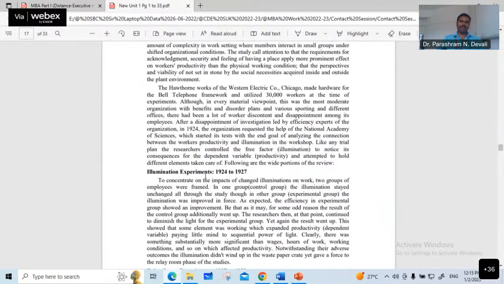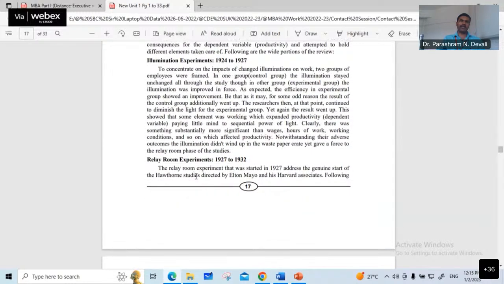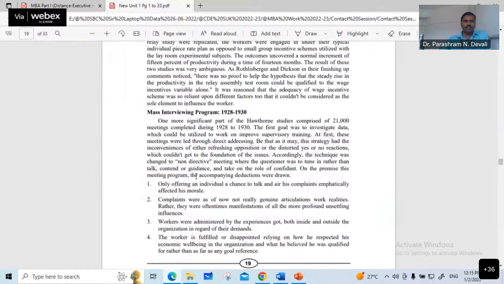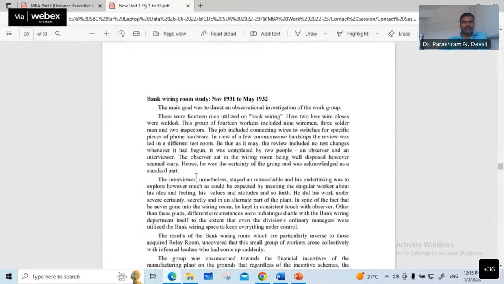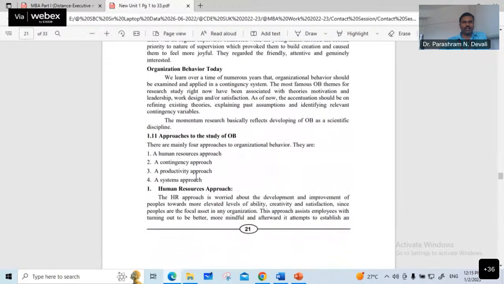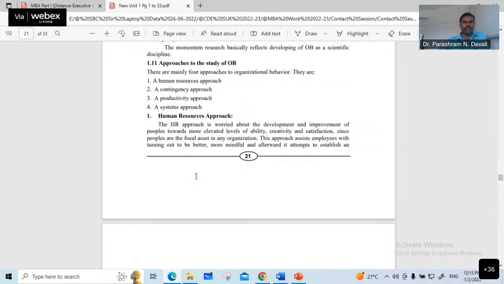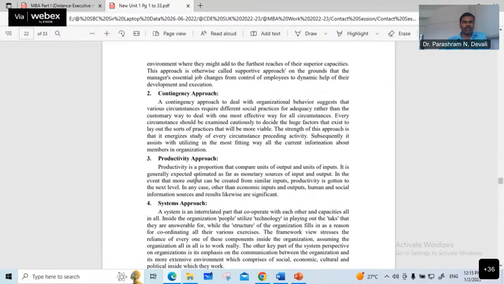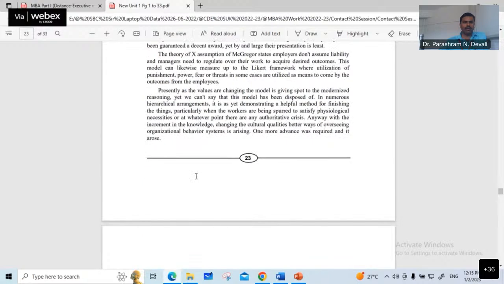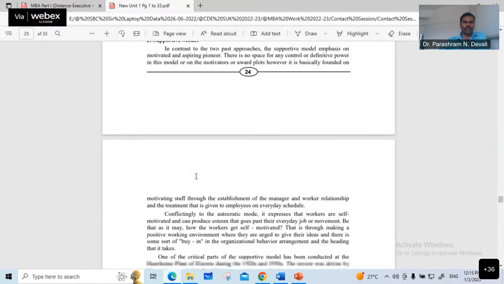The Hawthorne experiment, the illumination experiment, then the relay room experiment are there. Implications of the Hawthorne studies: behavioral organization behavior predates. Why are we going to learn organization behavior? Different approaches are there. The autocratic model is there. Different models are there.